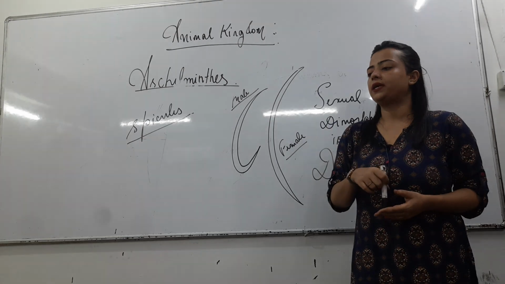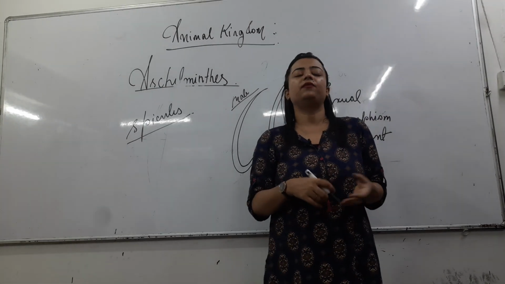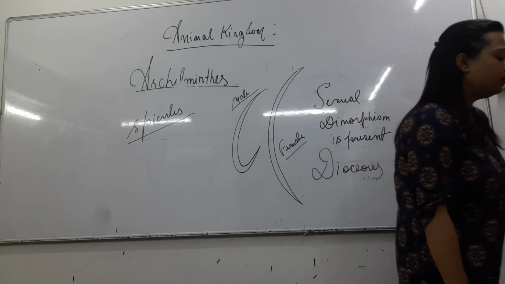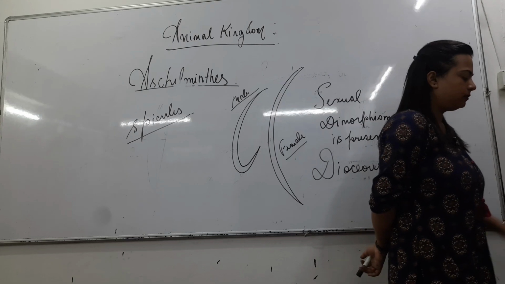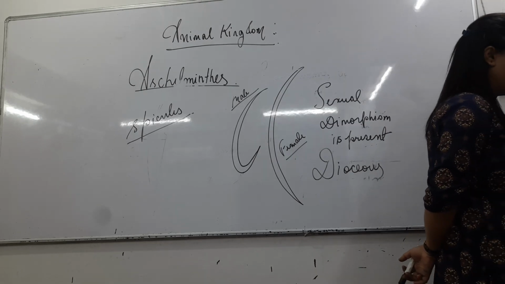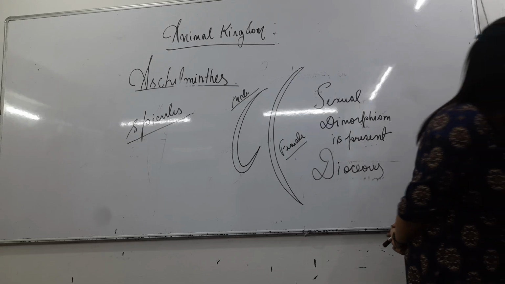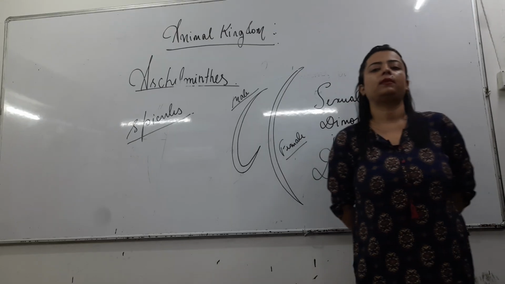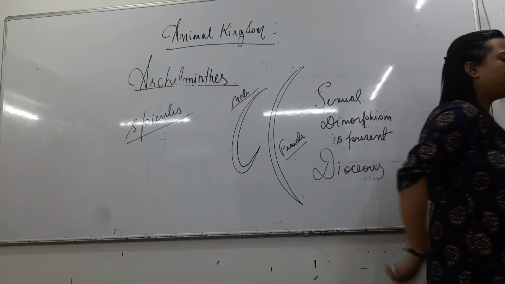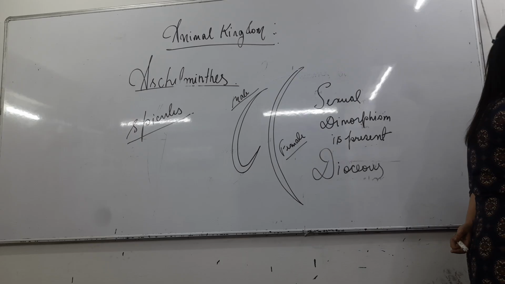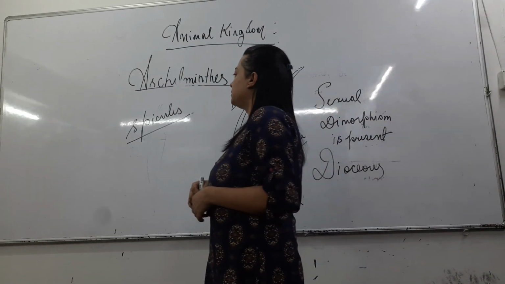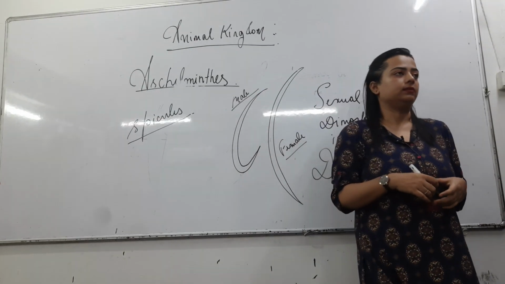Now next point, write: fertilization is internal. The fertilization happens inside the body of the organism. The zygote has a thick wall to survive adverse conditions.